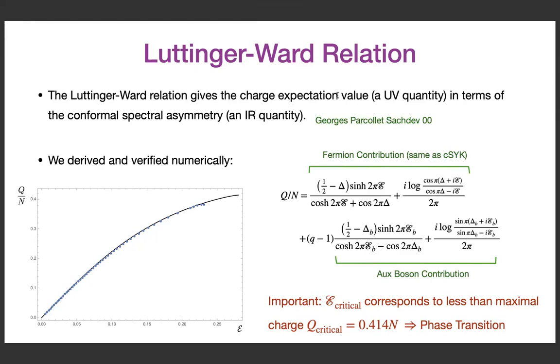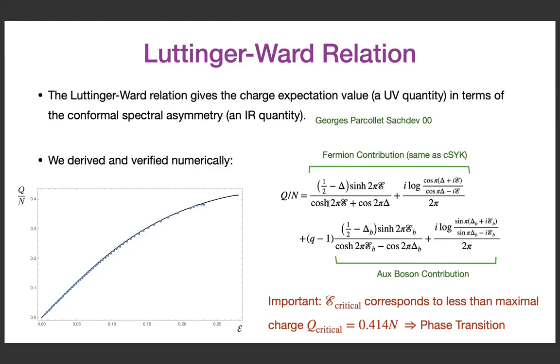This is an interesting relation because it relates a UV quantity, which is the charge, and the charge is a UV quantity because it's some 2-point function at equal times. So it has contributions from all frequencies, and it relates it to the spectral asymmetry, which is something defined in the IR purely. You just need to look at the long times and look at the conformal solution and read it off from there. So it's kind of surprising that there is such a relation at all, but okay.